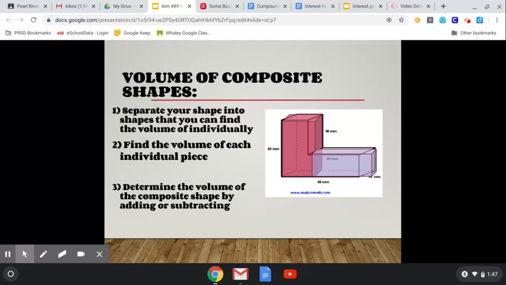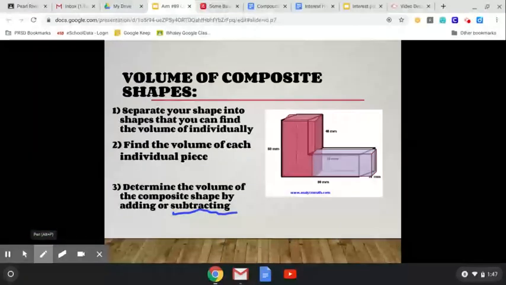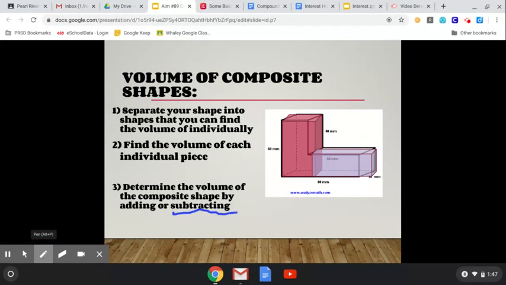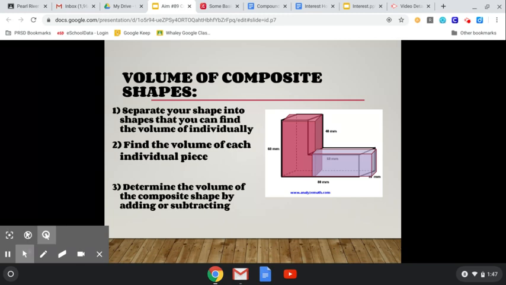Now, this is adding or subtracting. That's because on the one where we saw it sort of hollowed out the shape, we'd subtract out that volume to get the volume of the composite figure. All right, this is gone. Let's move into an actual example so we can see how this is going to work.